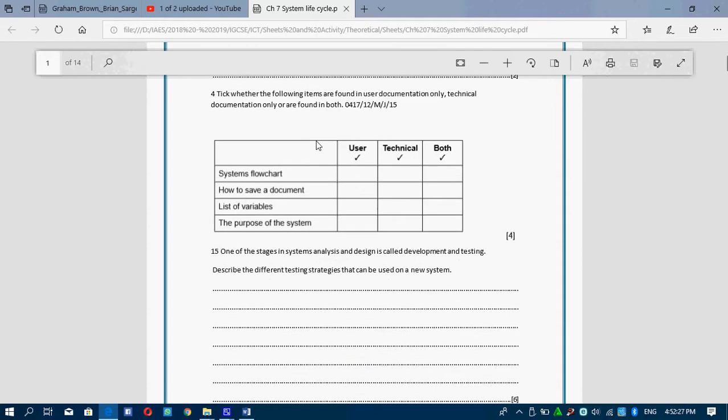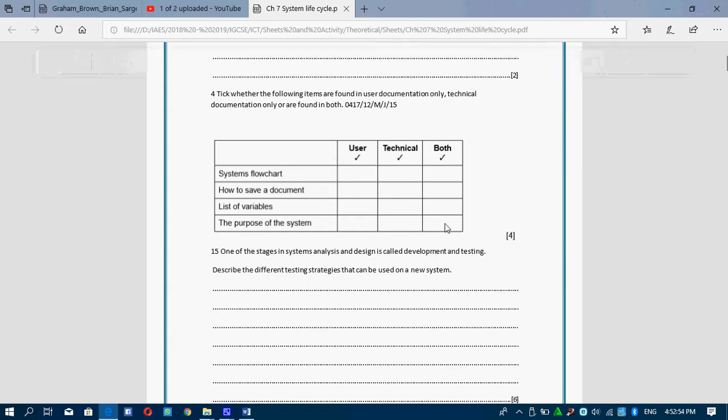Number 4, check whether the following items are found in user documentation only, or technical, or both of them. System flowchart, of course, we said that we can find it in technical documentation. How to save is in user documentation. List of variables, of course, will be in the technical documentation. The purpose of the system will be in both. We said in the previous video that we have many things in both, user and technical: purpose of the system, limitation of the system, and software and hardware requirements.